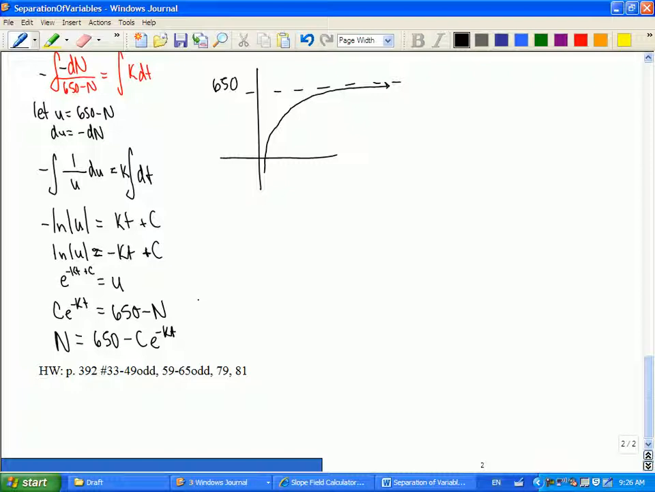So we're going to substitute in our values here, and our favorite one is at time 0, so let's start there. That means I know the population, the number of coyotes, is 300. So then I can figure out that C is equal to 350.